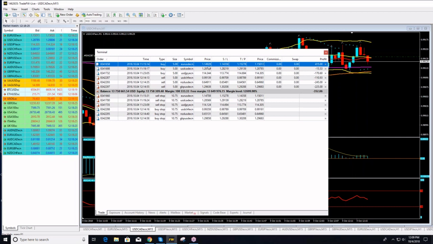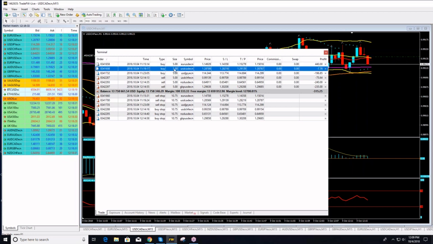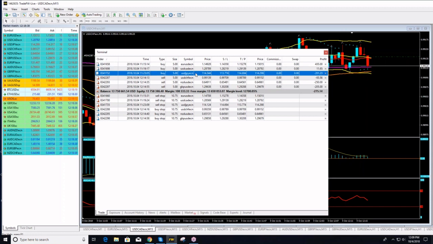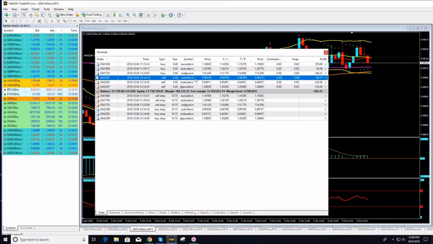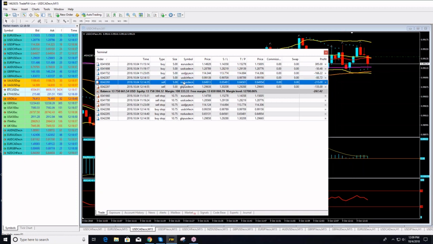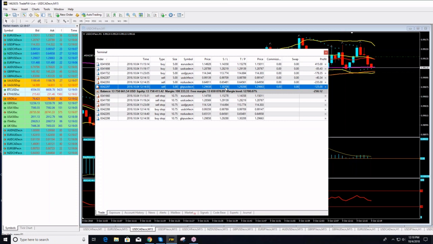I'm long euro dollar with stop loss 114.358, take profit 115.278. I'm long dollar cut. Stop loss 128.219, TP 129.139, long dollar yen, stop loss 113.774, thank you Stevens, TP 114.694. I have just shorted dollar CHF, stop loss 99.709, take profit 0.98789. I just shorted the Kiwi as well. Stop loss 65.481, take profit 64.561. And I have also shorted pound dollar, stop loss 1.3028, take profit 129.288.